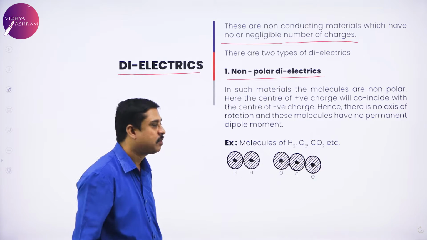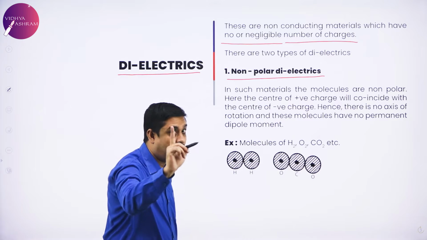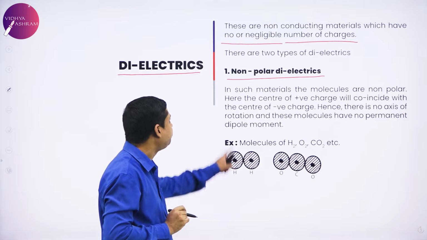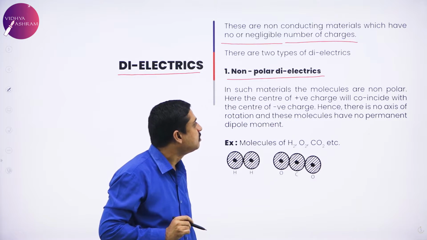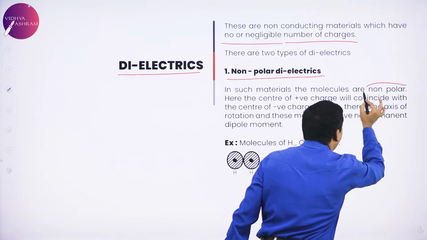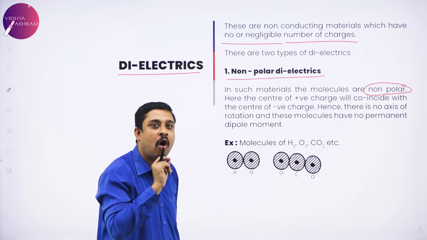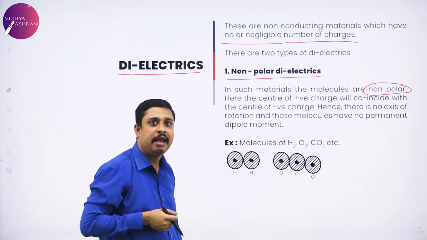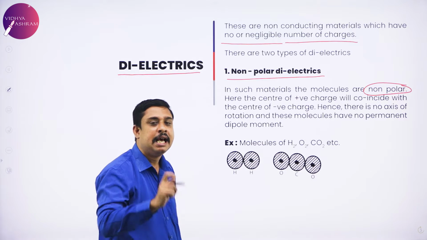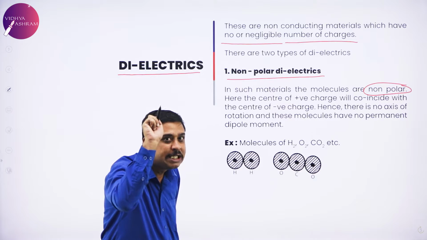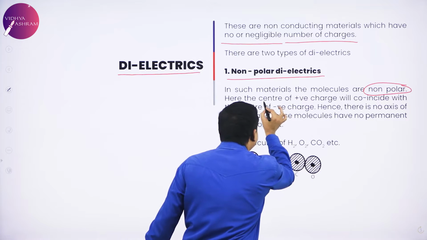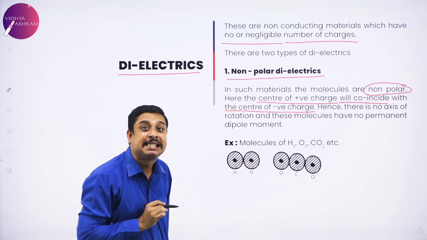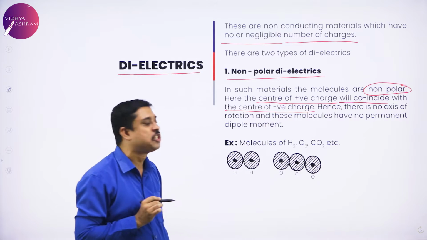Non-polar dielectrics. In such materials, as our NCERT textbook clearly says, the molecules are non-polar. In non-polar dielectrics there have to be non-polar molecules. What is a non-polar molecule? A non-polar molecule is one where the center of positive charge will coincide with the center of negative charge.